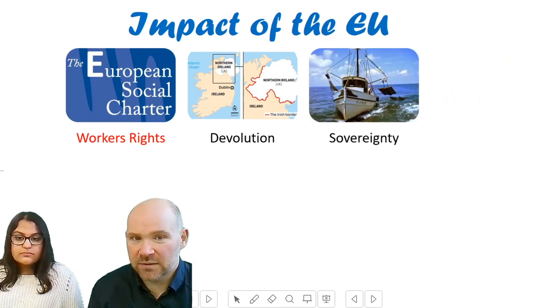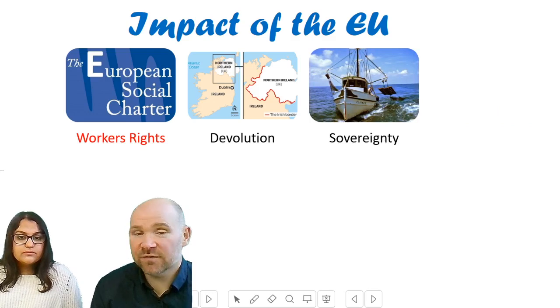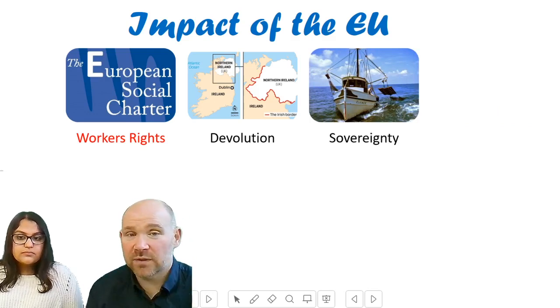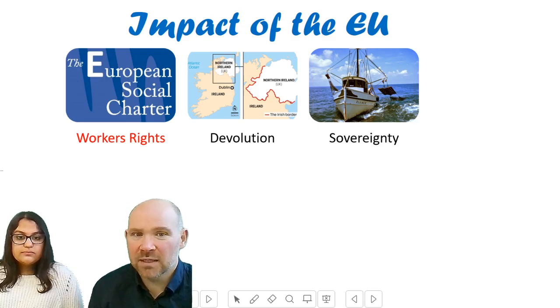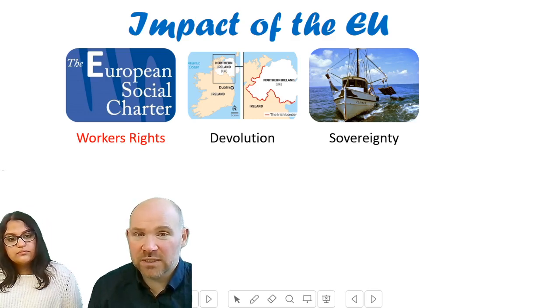Sovereignty has been affected. Now, the reason I've got a fishing boat here is because there was a famous case involving the Common Fisheries Policy, which I mentioned in the previous slide. It's called the Factortame case, and a Spanish firm called Factortame sued the British government saying that we were preventing them from fishing in their waters, which we were.